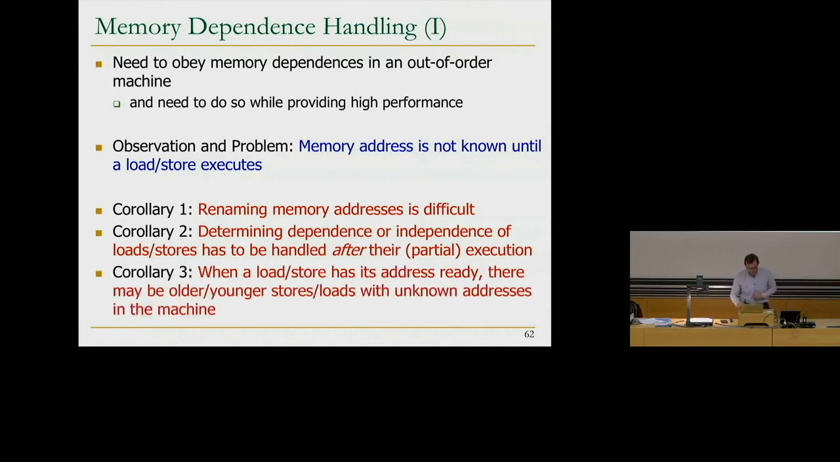Okay? And there's also another corollary 3, which is also what I discussed actually. When a load, let's assume we're talking about loads right now, when a load has its address ready, there may be older stores with unknown addresses in the machine. And the other way around also works. When a store has its address ready, there may be younger loads with some unknown addresses in the machine. The first one is more serious, of course. So let's take a look at this.